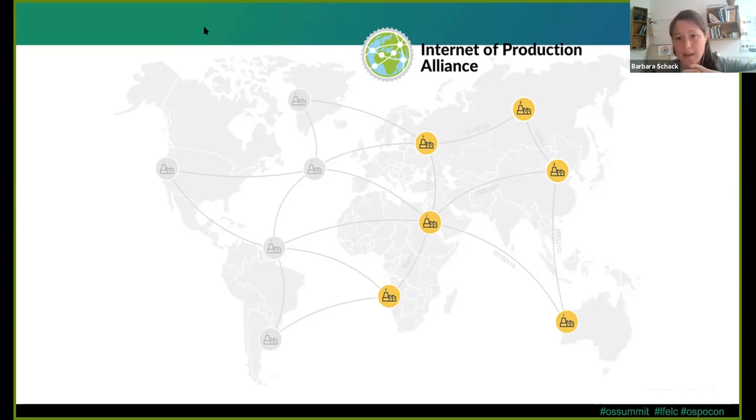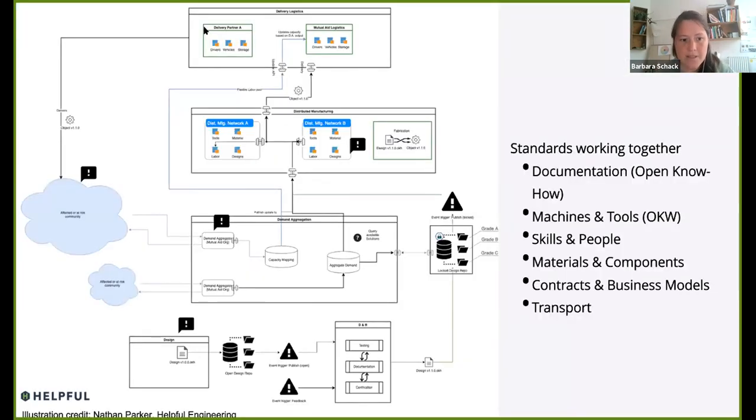So another image of what this could be, slightly more complex, is something like this. This was developed by Helpful Engineering, by some of the founders of the Internet of Production Alliance, to see what a system, an internet of production, looks like in terms of an open knowledge framework that would underpin an internet of production, rather than just making one piece of PPE equipment when the COVID crisis hits. I do not expect you to be able to read any of the text here. It's just to give a sense that we are really talking about an interconnected knowledge framework.